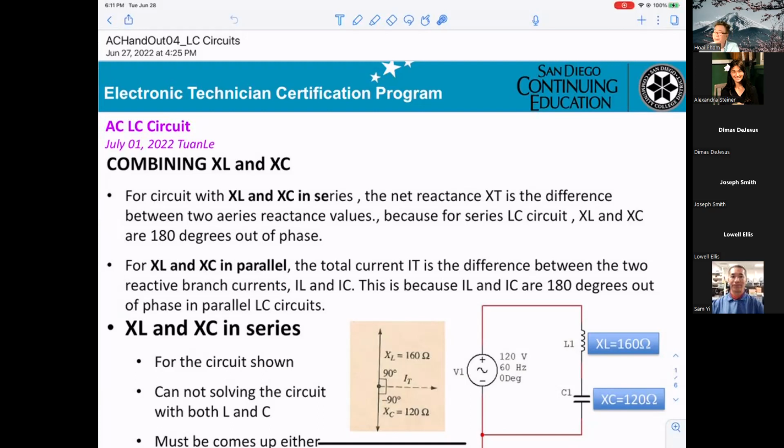So what you need to memorize for the series: XC and XL will be 180 degrees out of phase. XL goes up, XC goes down. However, for parallel, we deal with IL and IC. IL and IC are 180 degrees out of phase.